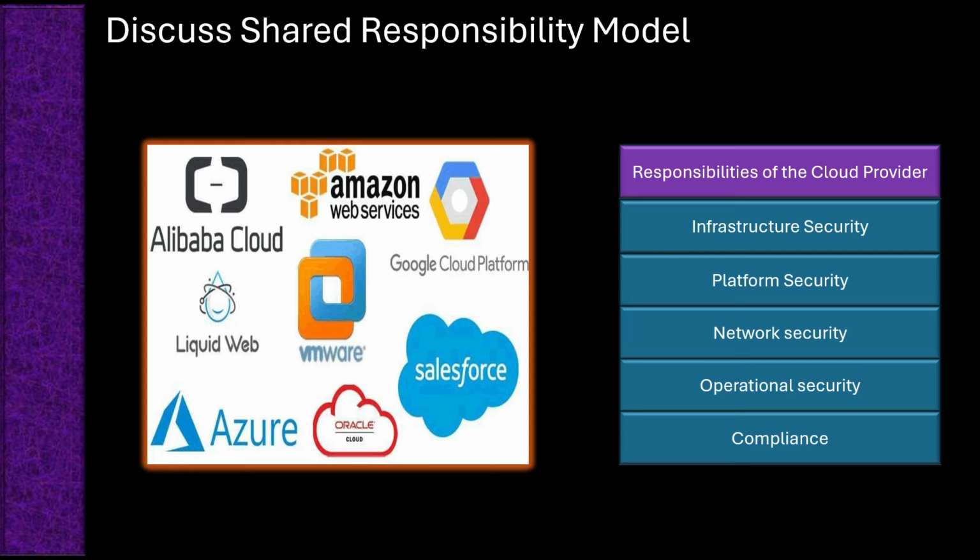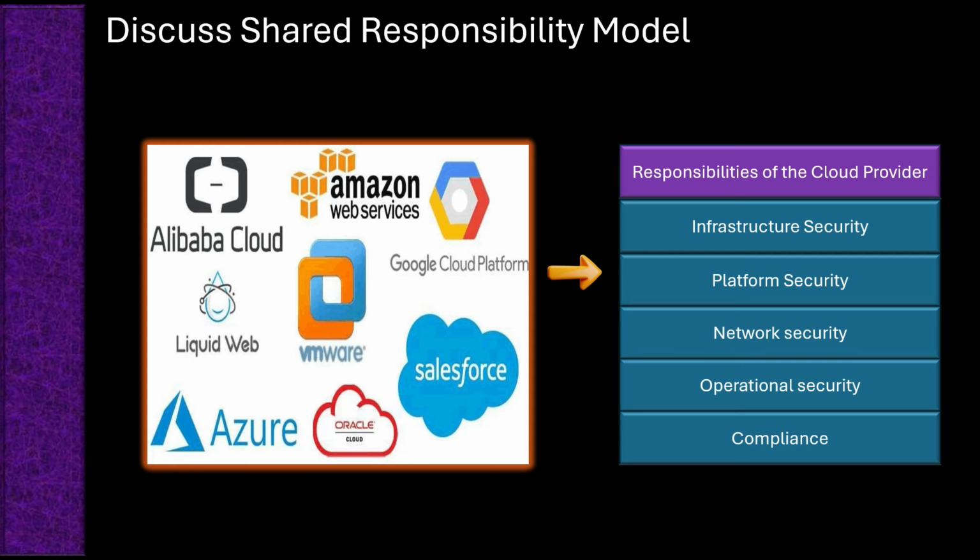Let's understand the responsibilities of the cloud provider in detail. Cloud providers play a crucial role in securing the foundational aspects of cloud computing. Their responsibilities span multiple layers and ensure a secure and reliable environment for customers to build and run their workloads. For infrastructure security, cloud providers protect the hardware, virtualization layer, and core infrastructure that form the backbone of the cloud. Cloud providers ensure that virtual machines or storage services are running on well-maintained and secure physical servers.